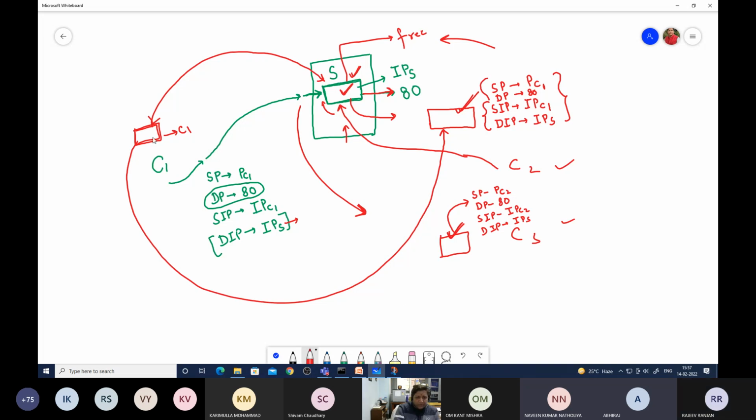Now suppose at this point of time, the C1 machine wants to have another connection to this server. Now what will happen? Anybody can tell? This first connection is going on, and at the same time, C1 wants to have another connection. What will happen? Yes, Abhigyan. Sir, another socket will be created.